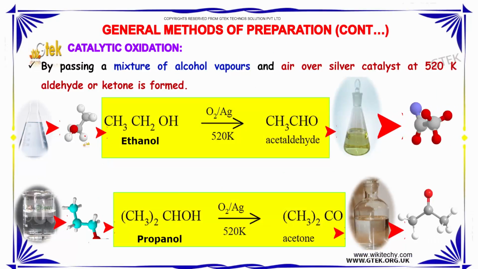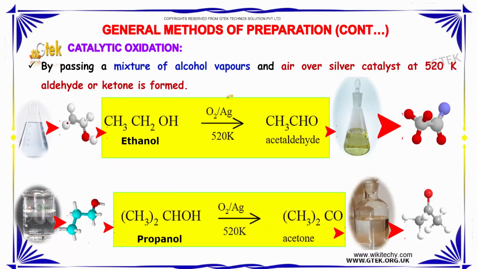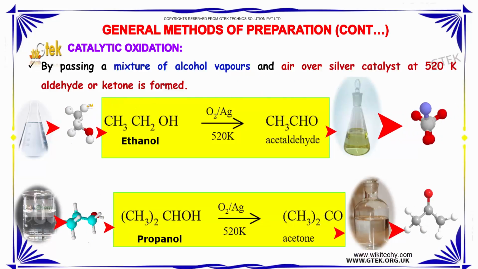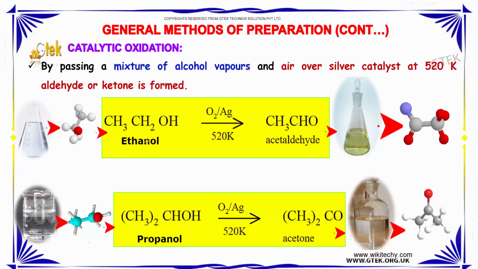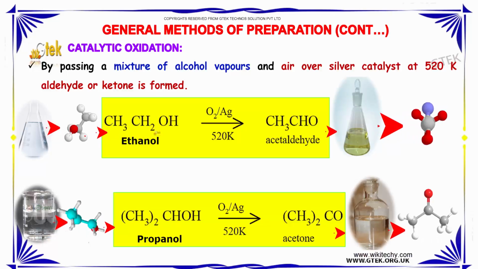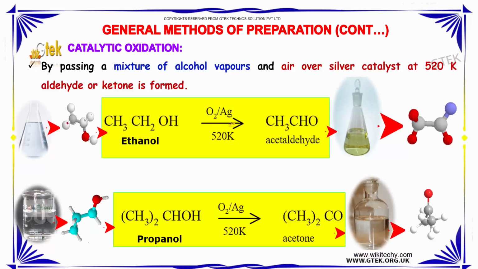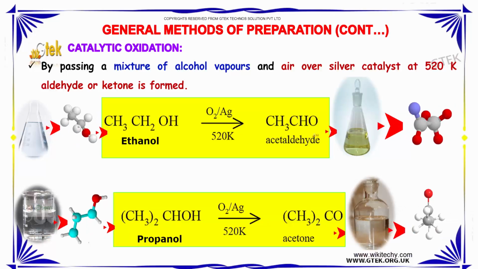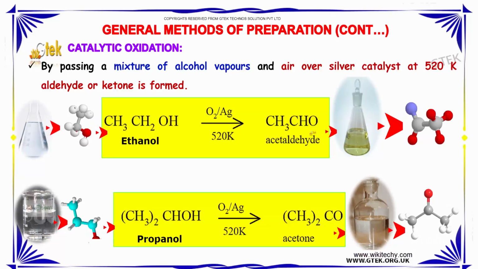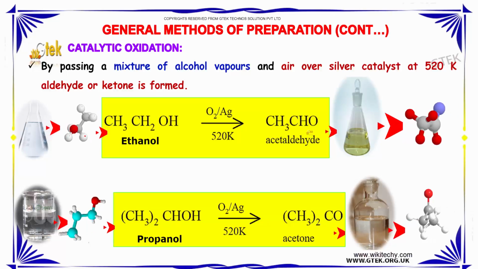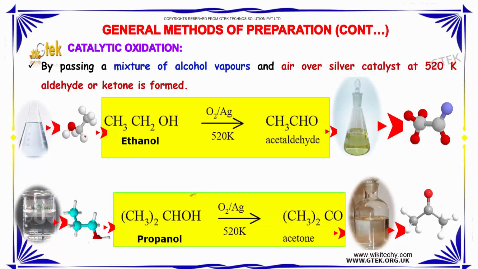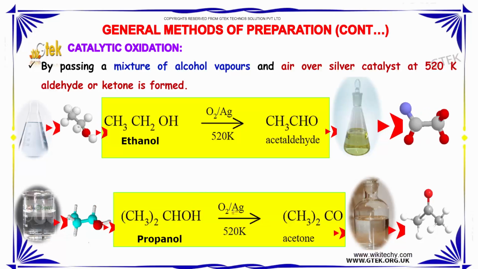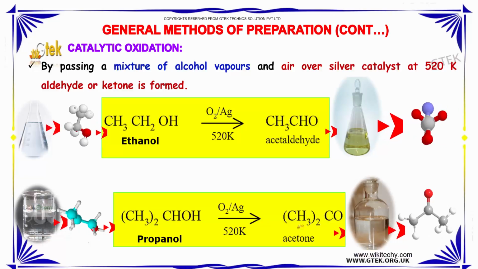It can also be prepared by passing a mixture of alcohol vapors and air over silver catalyst at 520 Kelvin. Aldehydes or ketones are formed. If ethanol is taken in the presence of oxygen and silver catalyst at 520 Kelvin, we obtain acetaldehyde, whose formula is CH3CHO. Similarly, when propanol is taken in the presence of oxygen and silver catalyst at the same temperature, we obtain acetone.